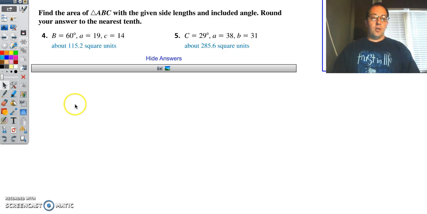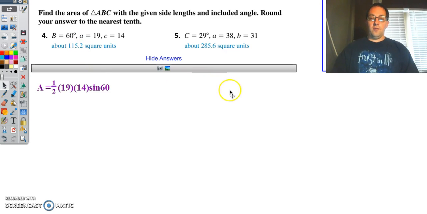For number 4, we have side A, side B, side C, and angle B. So we have two sides and the angle that's in between the two sides. So we just type that into our formula: 1/2 times the first side times the second side times the sine of the angle. Just type that straight into the calculator, and you should get an answer of that right there.